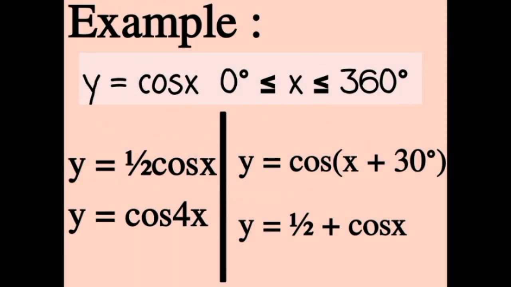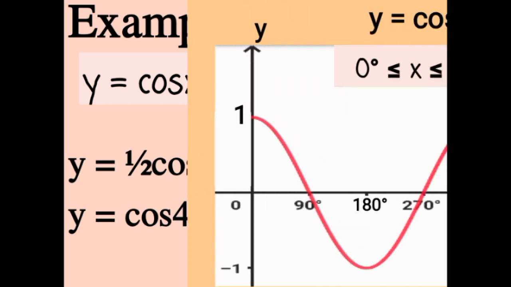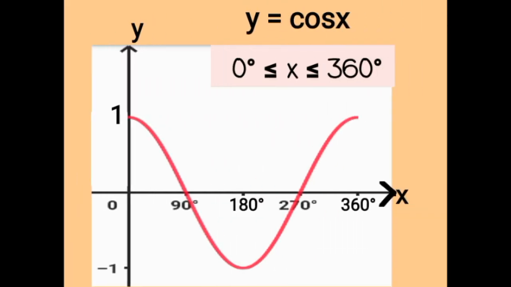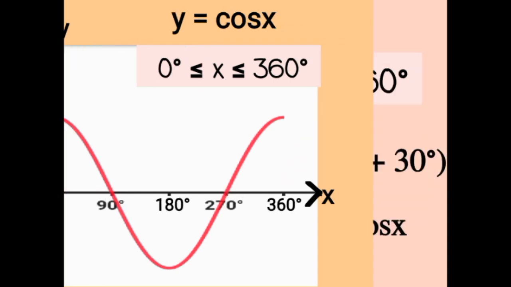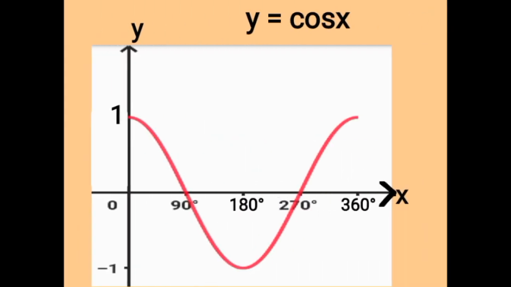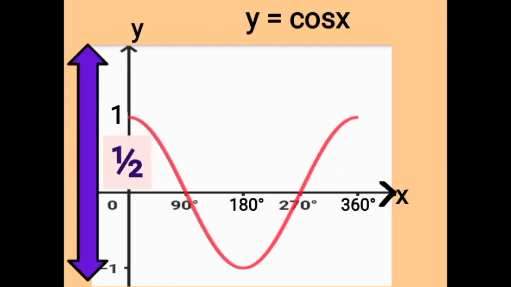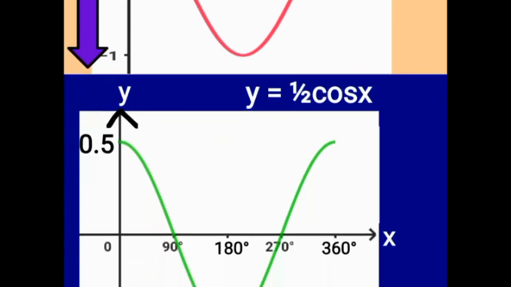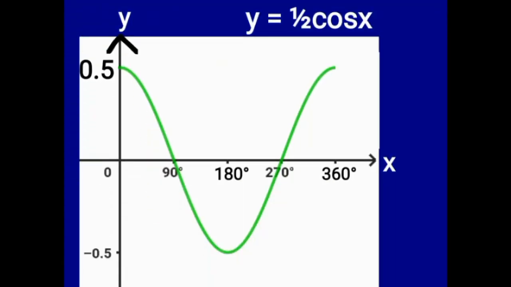Apply the following transformations to the graph of y equals cos x in the interval x is greater than or equal to 0 degrees but less than or equal to 360 degrees. So, now this is the graph of y equals cos x in the interval x is greater than or equal to 0 degrees but less than or equal to 360 degrees. y equals 1 over 2 cos x. This is the stretch of the graph y equals cos x by a scale factor of 1 over 2 in the y direction. So, all the y coordinates are halved and hence this is the graph of y equals 1 over 2 cos x.